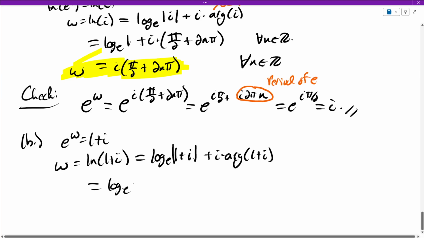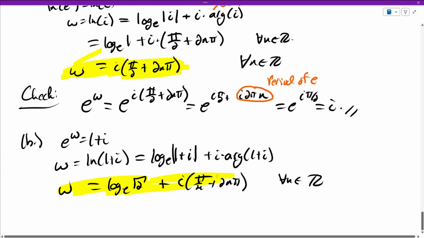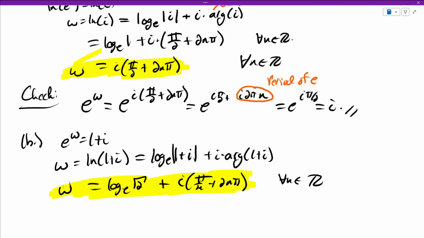The modulus of 1 plus i is the square root of 2. So that's just a number. I don't even care what that number is. And then the principal argument of 1 plus i is pi quarters, and all other arguments are that plus whole multiples of 2 pi, so that's for all n in the integers. And that's it. So these are our solutions. We could go and check, but these in fact are all of the solutions, and the check is similar to the previous one.